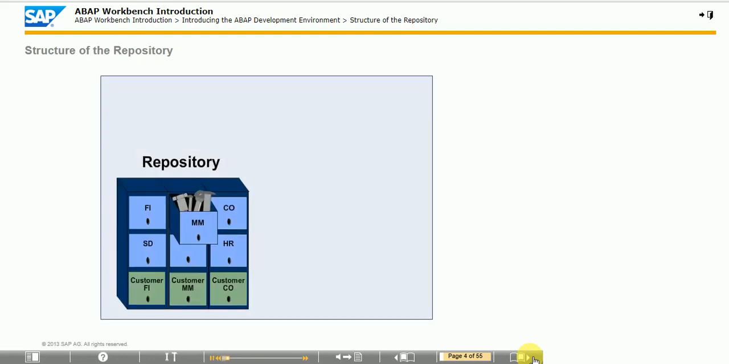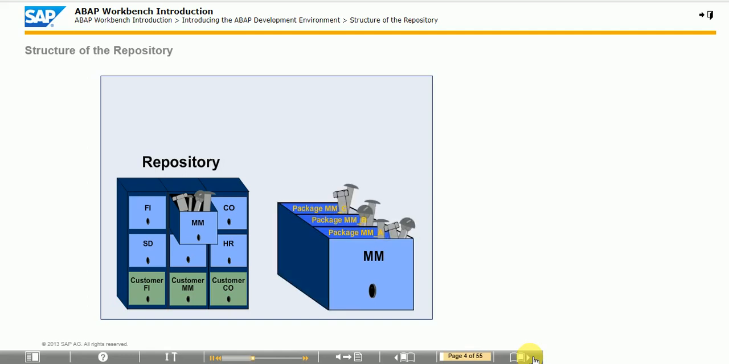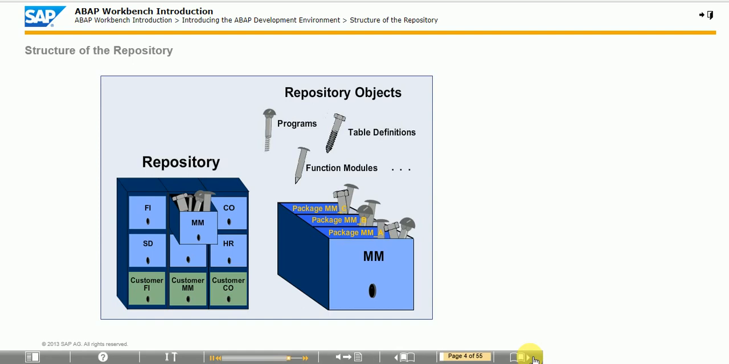The system subdivides the repository according to application components. An application component, for example, Materials Management or MM, consists of several packages containing relevant objects for a more detailed logical subdivision. Whenever a repository object is created, it must be assigned to a package. Some repository objects can have sub-objects that are themselves repository objects. Furthermore, repository objects can reference other repository objects.